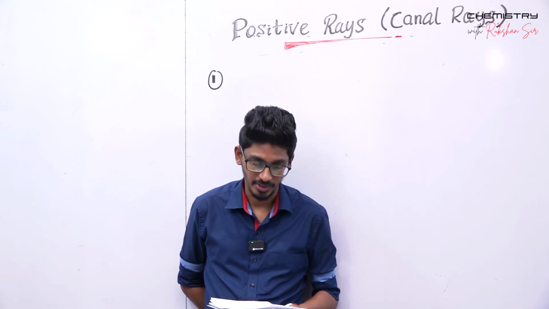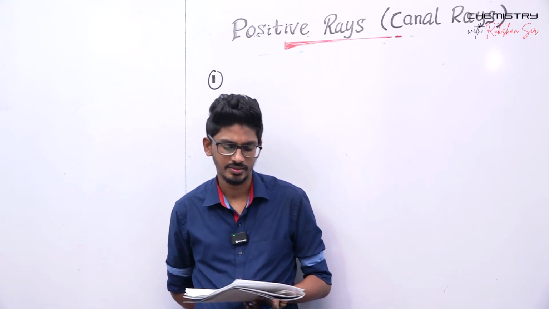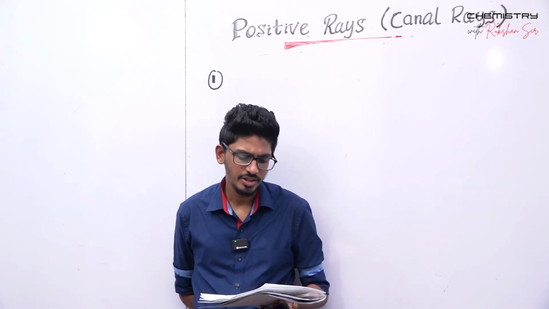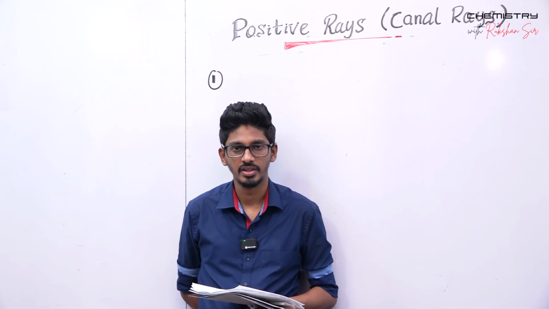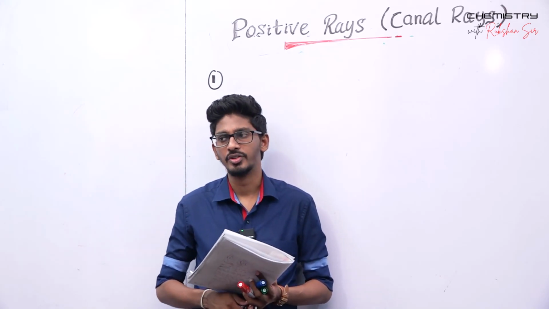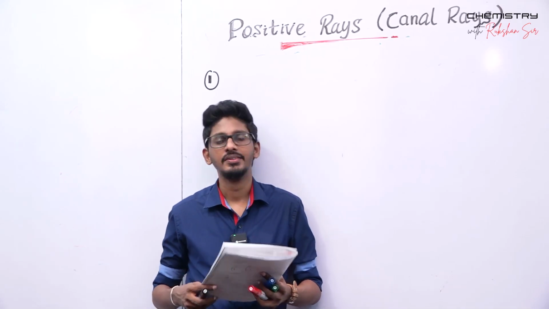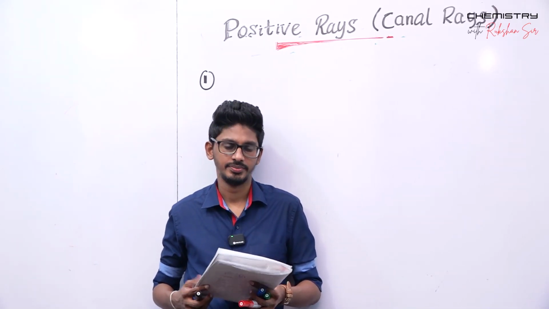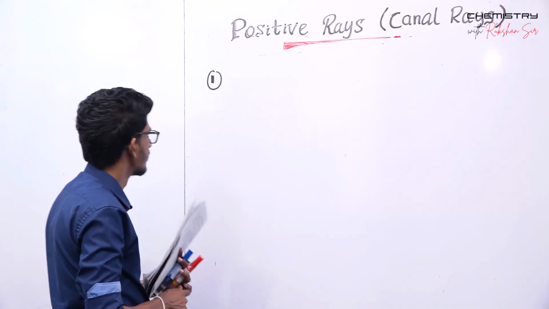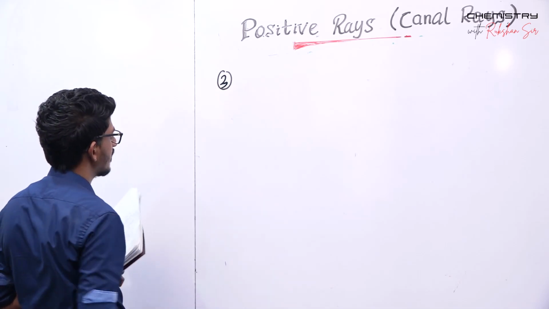The third property of positive rays. Just write this first, then I'll explain. Third property: these rays are positively charged. You can prove that as well using external electric fields and external magnetic fields.